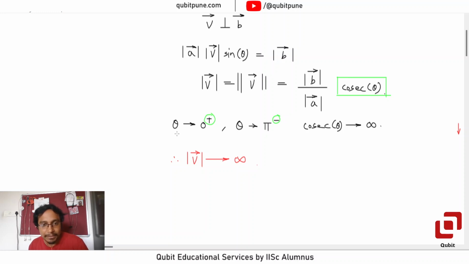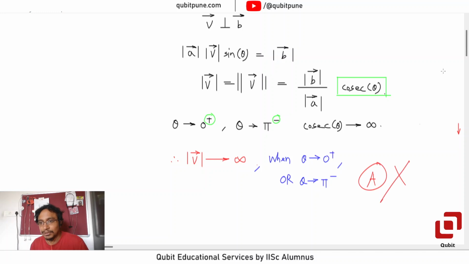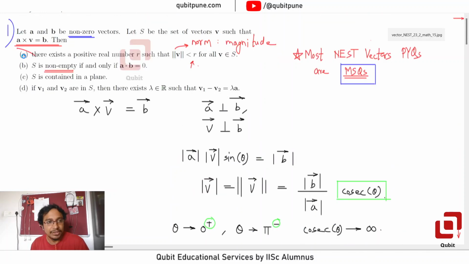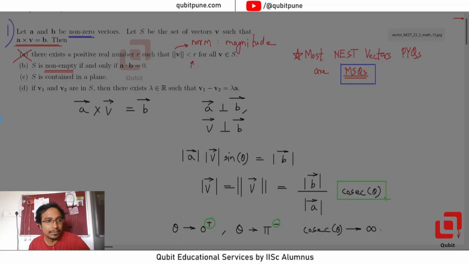See, this will not always happen when theta tends to 0 plus or theta tends to minus. But nonetheless, we have ruled out option A. Have you understood this or not? If you haven't, let me know. I will explain it again. Understood, sir. Others? Okay. Go to B now.